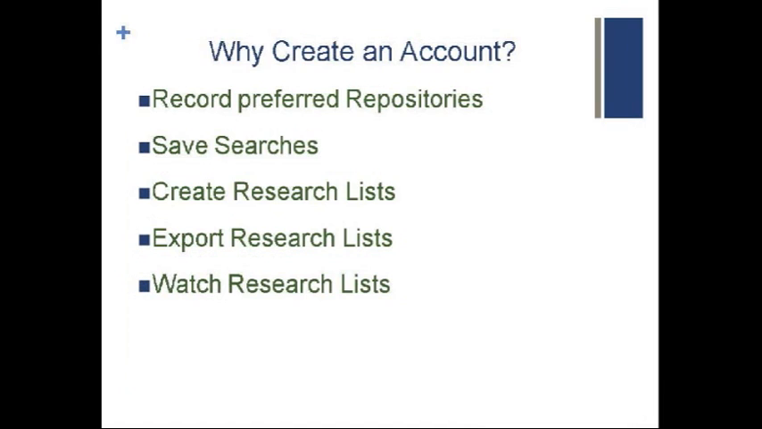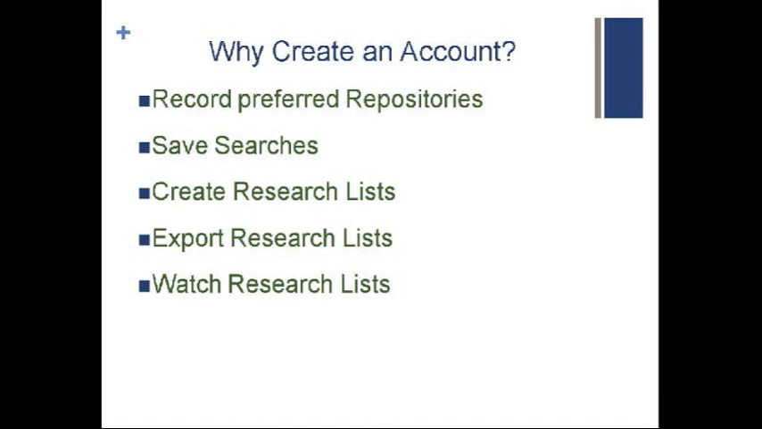Now you can do all of that without creating an account on WorldCat.org. But there are several reasons to create one, and when I show you these tools, I think you're going to want to go create an account at WorldCat.org. You can record your preferred repositories rather than having to type it in on that line every time. You can save your searches. Come right back, click on the Save Search, and do that same search over and over and over again.